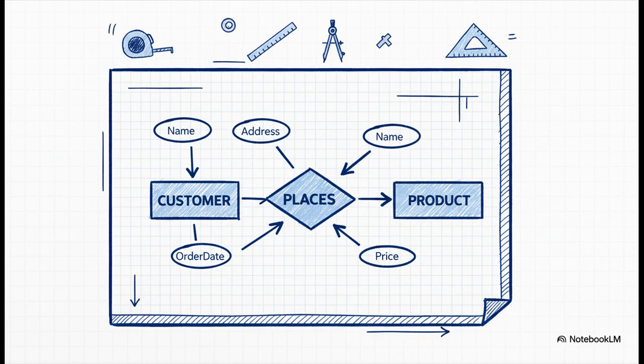And here is the key insight, the big idea. Just like an architect would never start building a skyscraper without a plan, database designers create a detailed blueprint first. And in their world, this blueprint has a name. It's called an entity relationship model, or as you'll hear it, an ER model for short.